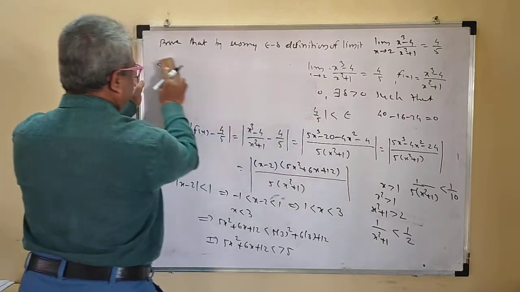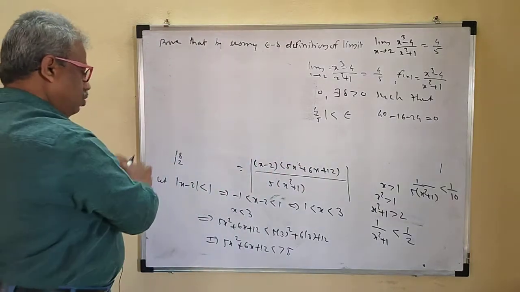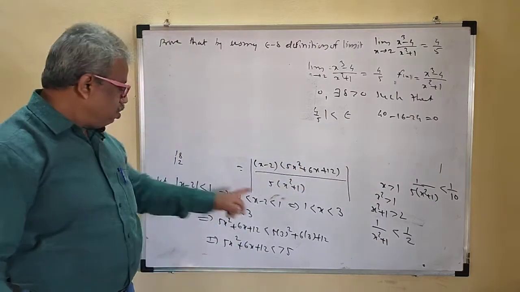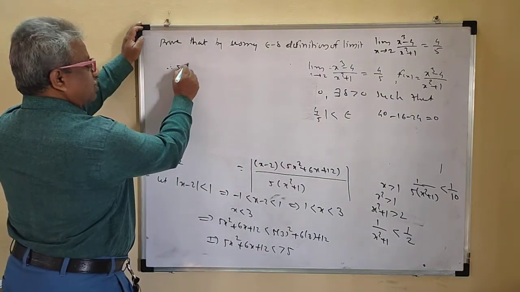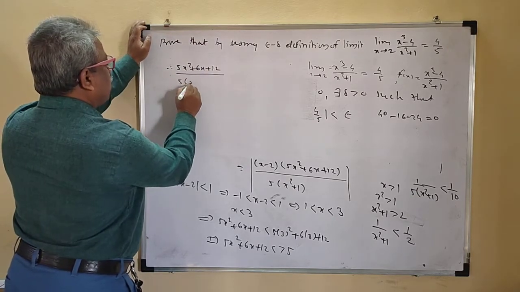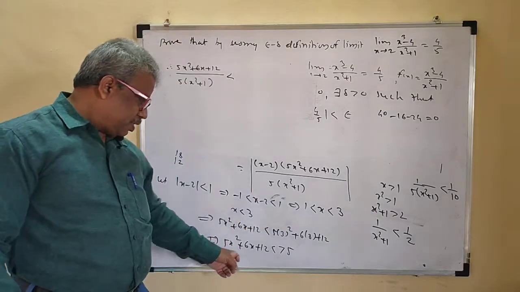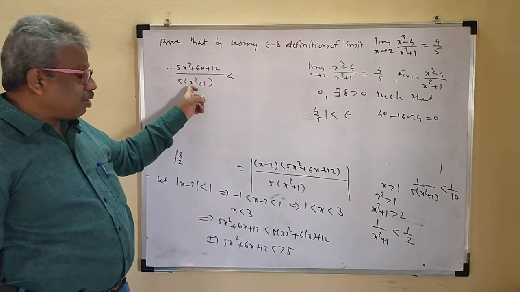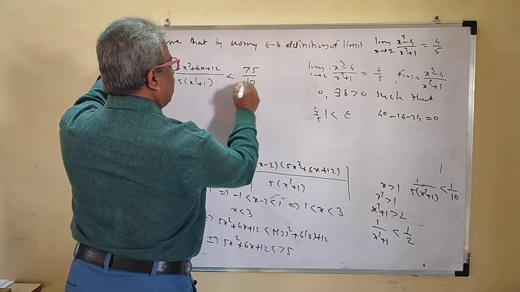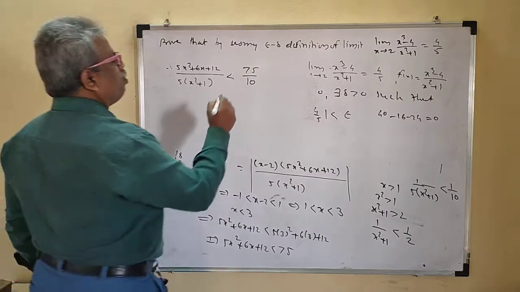Now see, we have this. Now the numerator 5x square plus 6x plus 12 upon 5 into x square plus 1 is less than, see, this is less than 75, and 1 upon this is less than 1 by 10. So this is 75 upon 10. If you want to simplify it, it doesn't matter.